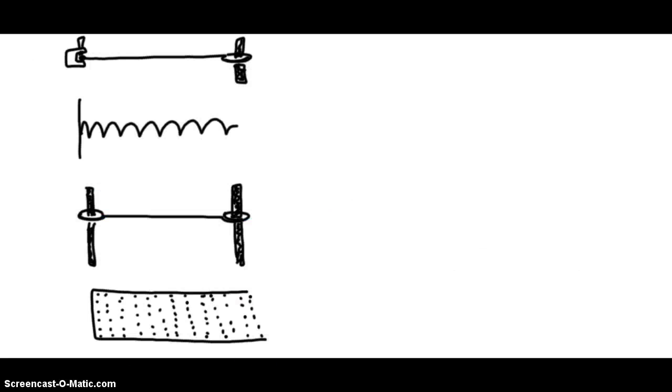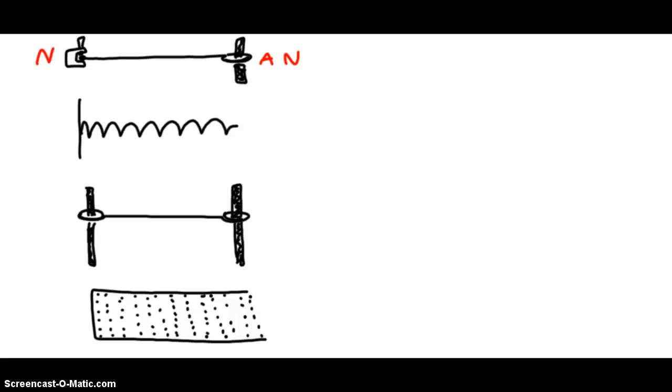So let's finally apply this to examples. First example, I've drawn a string. The string is clamped down at one end, and there's a loop which can move up and down a pole at the other end. What are the boundary conditions to form a standing wave on that string? This end is fixed, therefore it must be a node. This end is free, therefore any standing wave will have it as an antinode.